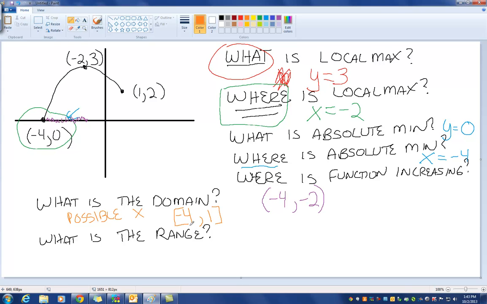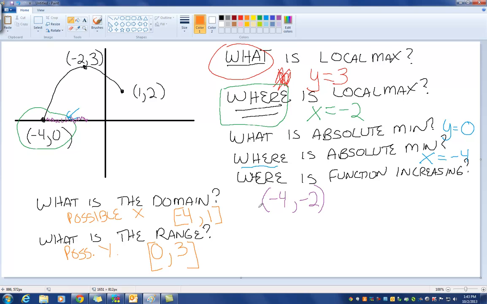The range of this function is where the lowest value of y is 0. The highest value of y is 3. Range is possible y values. Okay. Again, is y equals 0 included? Yes, it is, on the point (-4, 0). How about y equals 3? Yes, it is on the point (-2, 3).